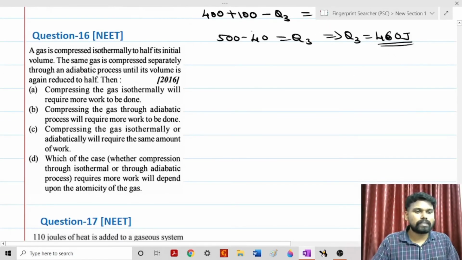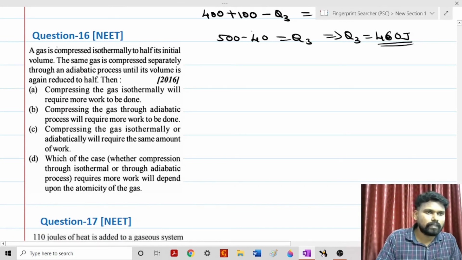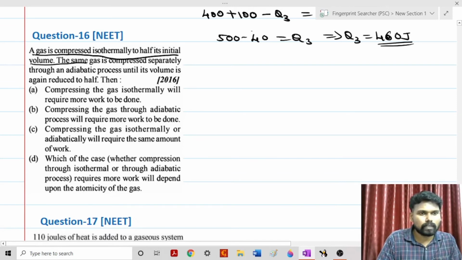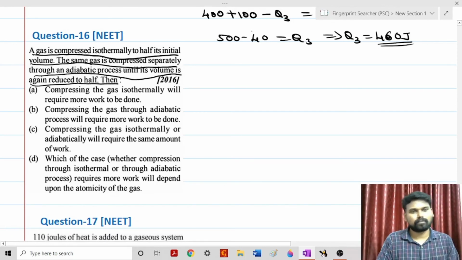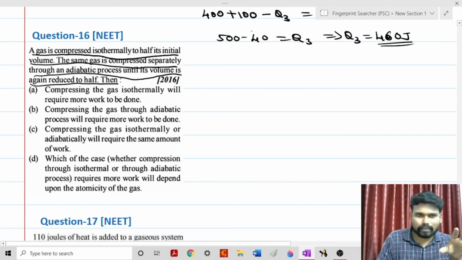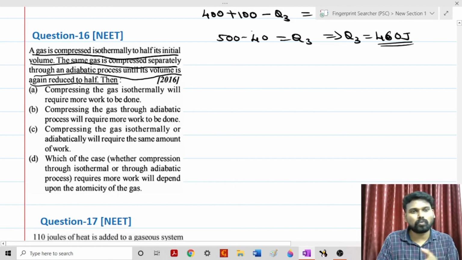Now coming to some easy questions. I will read the question. Question number 16. A gas is compressed isothermally to half its initial volume. The same gas is compressed separately through an adiabatic process until its volume is again reduced to half. Okay, so the gas is compressed separately, one through isothermal process, other through adiabatic process. Then the options are like this: compressing the gas isothermally will require more work to be done. Okay, and there are other options.